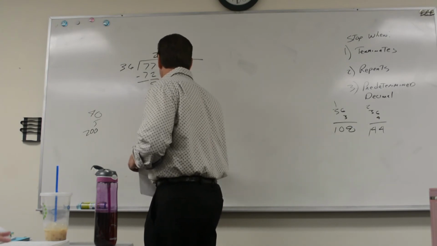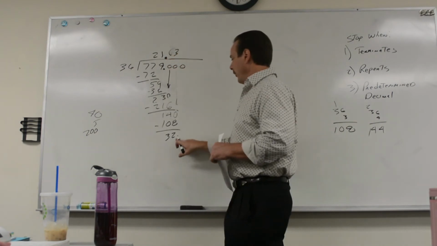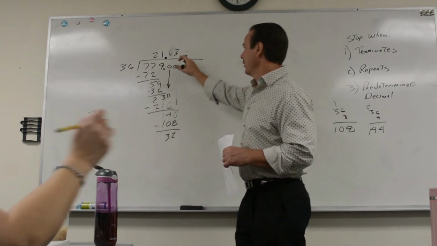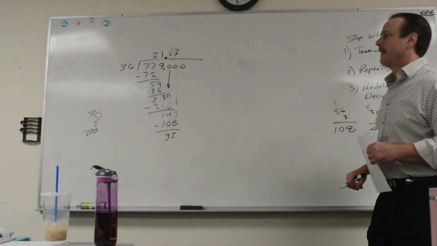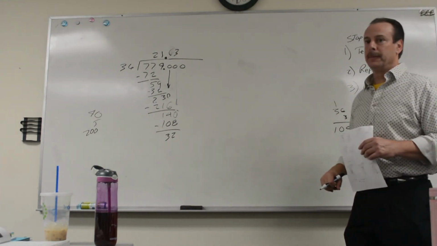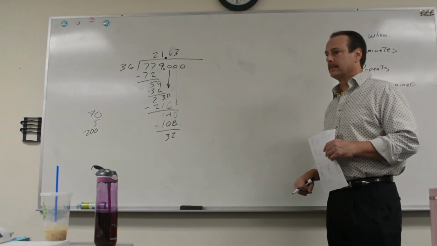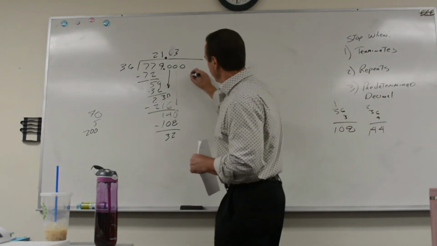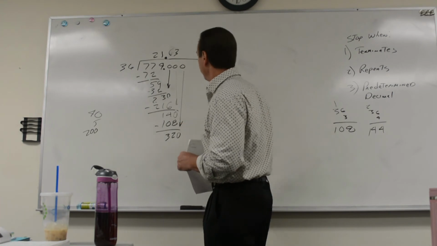And I'm going to subtract that away, and I'm going to get 32. 32 is less than 36, so that's a good number. We're good. Okay, now what do you do? Put down another 0. Oh, okay. Now we got 320.